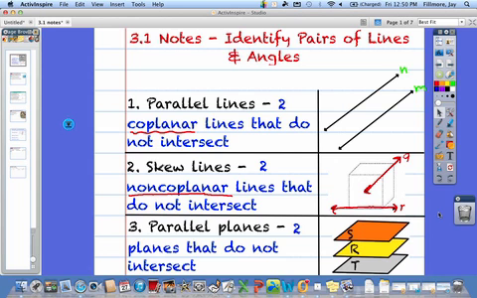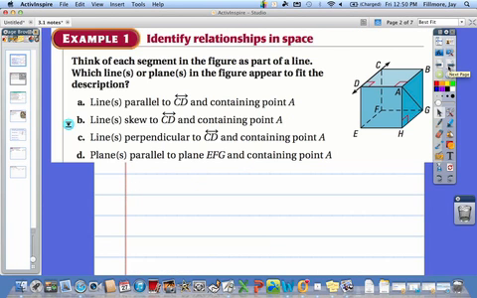Now, go ahead and pause this if you need to take more time to write these down. But I'm going to move on to example 1. If you would like to answer example 1 by yourself and then check your answers, go ahead and pause it and then play it when you are finished.